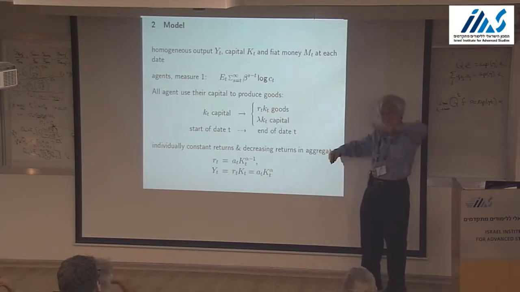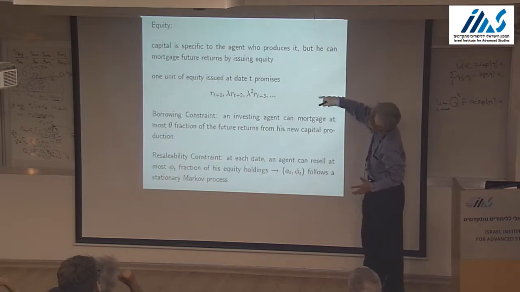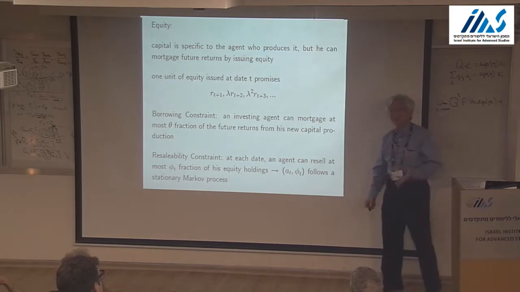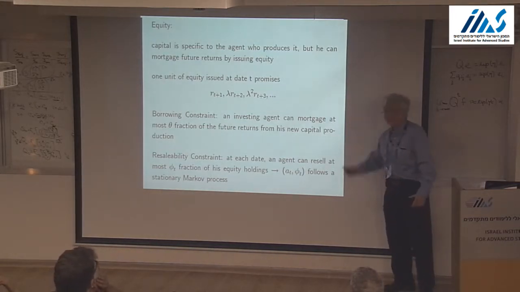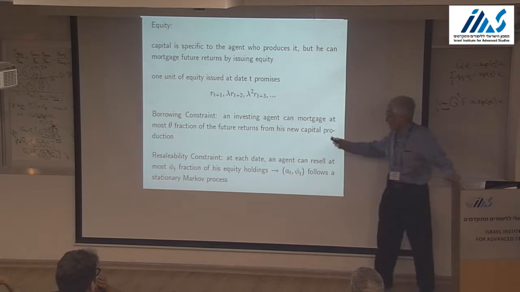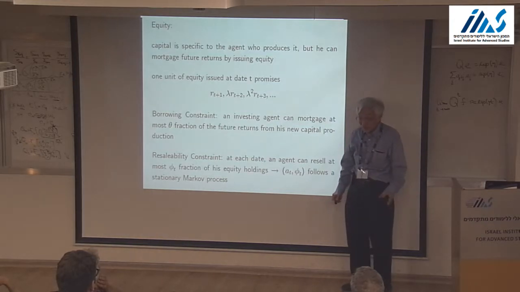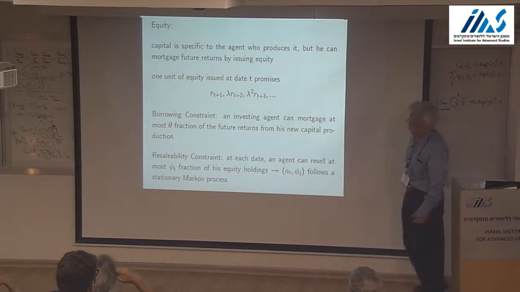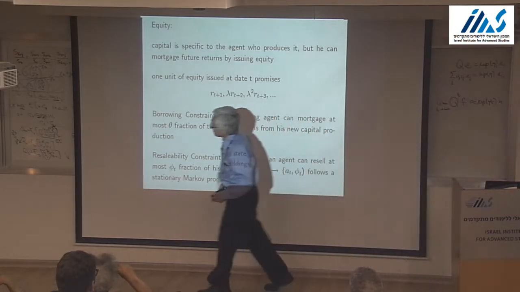So the output shrinks by a factor theta, and as a result, the borrower can commit to pay only a theta fraction of future return. Therefore, against the capital stock from the investment, only a theta fraction you can finance by issuing new equities. So how do you finance the rest of it? That's the question. And then the people have all the equities.